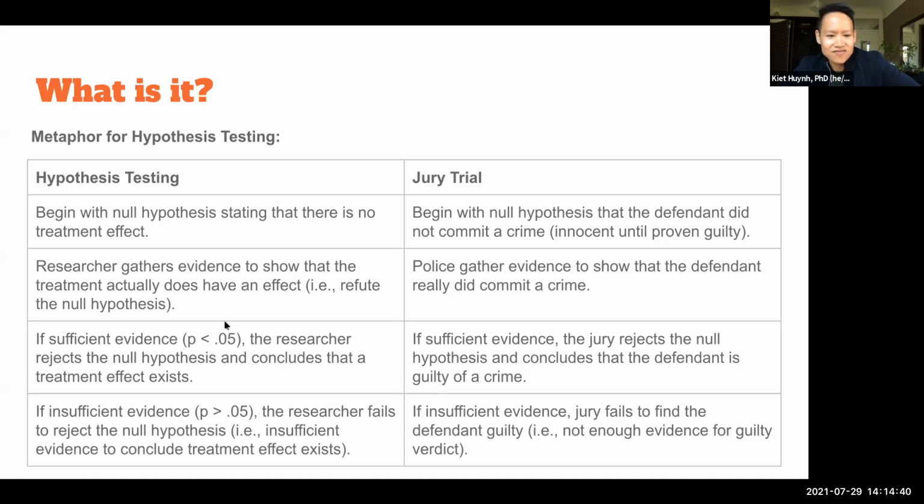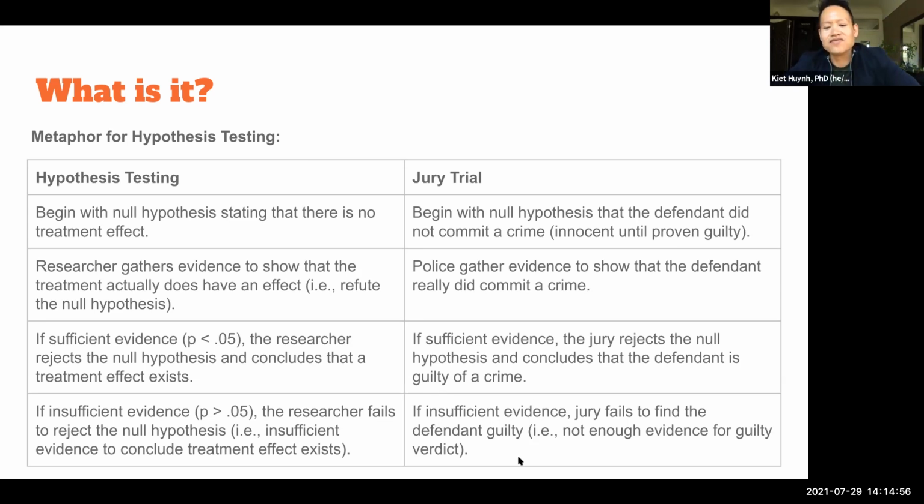There's a significant effect if the p-value is less than 0.05, and there's not a significant effect if the p-value is greater than 0.05. But the most technically correct way of saying that is that the researcher fails to reject the null hypothesis.